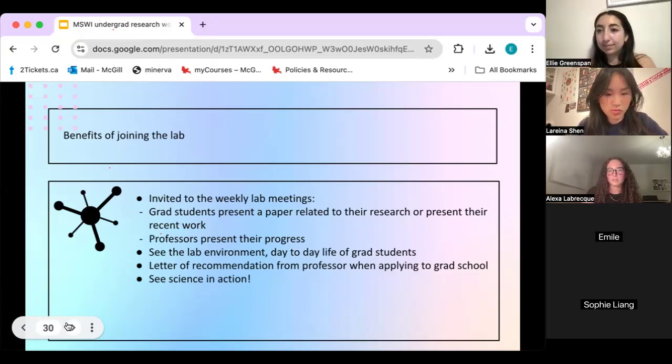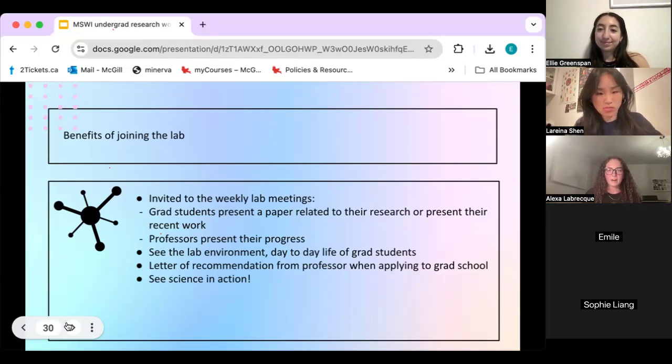Sometimes the professors would even present what they were working on. Some of the things I didn't understand, but it was cool to get into that environment and hear what they had to say and what their progress was, even if I didn't fully grasp it. And just to see the lab environment and the day-to-day life of a grad student if you're thinking of applying to grad school, as well as getting a letter of recommendation from the professor to be able to apply to grad school, because that really stands out. And yeah, it was just cool to see science in action.